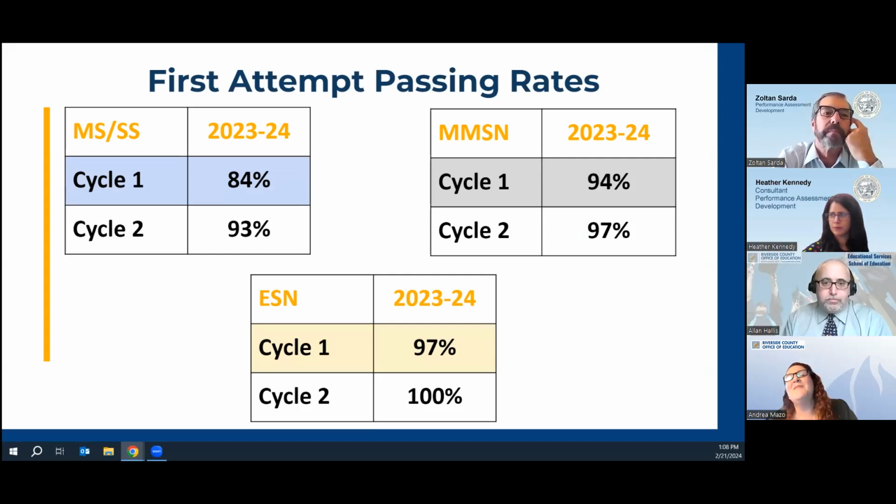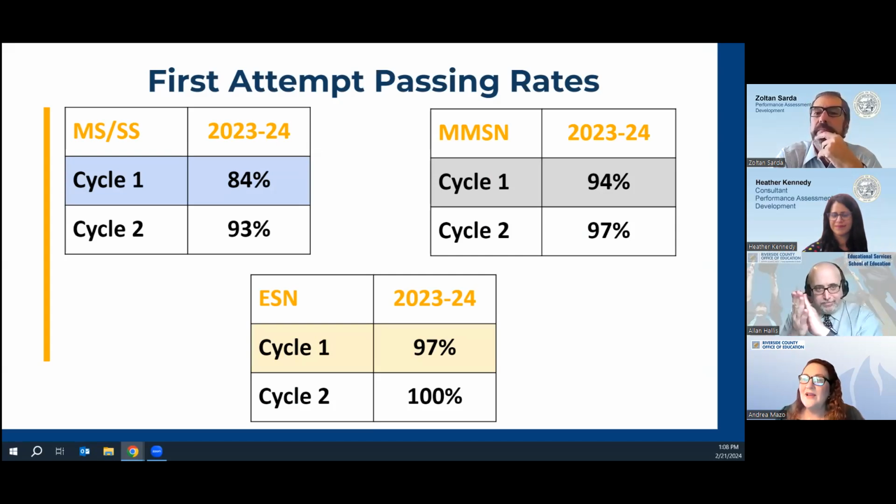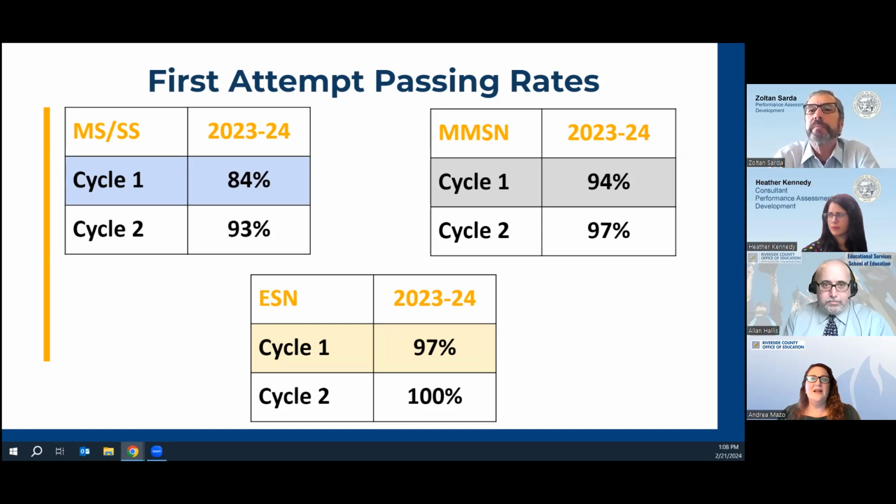MMSN, that's our mild, moderate support needs students, we're at 94 and 97. And then our extensive support needs students, we're at 97. And look at that, cycle 2, 100% for extensive support needs. That was, to me, impressive right there. So congratulations to all of you teacher prep programs. We're actually doing really well throughout the state with our scoring.